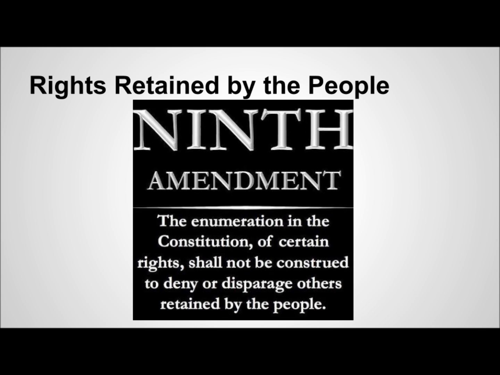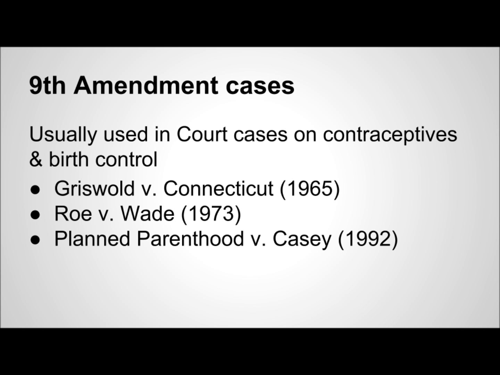The Ninth Amendment is basically the rights retained by the people. It's stated in the Constitution as: "The enumeration in the Constitution of certain rights shall not be construed to deny or disparage others retained by the people." In Supreme Court cases, the Ninth Amendment has been utilized to mean the right to privacy, and has been used on court cases about contraceptives and birth control. The next few slides will talk about some major court cases on this issue.